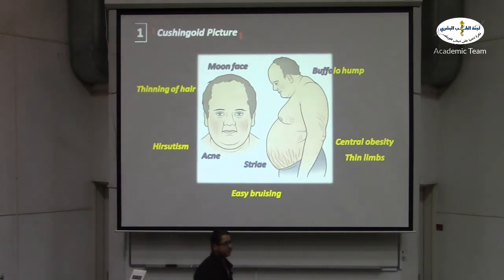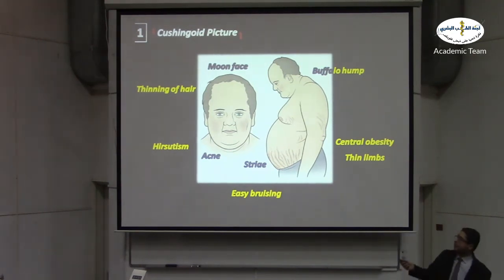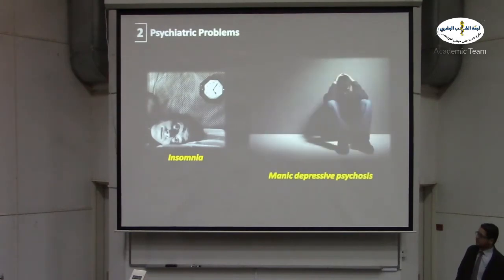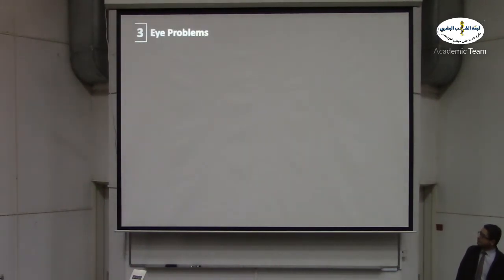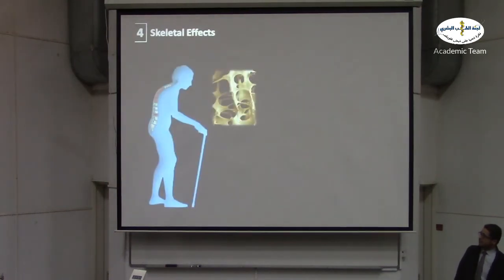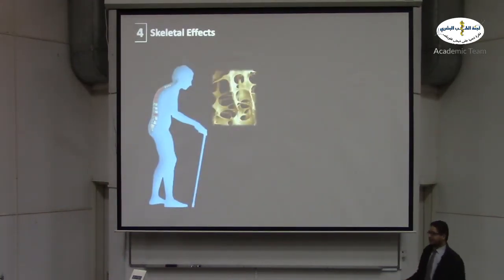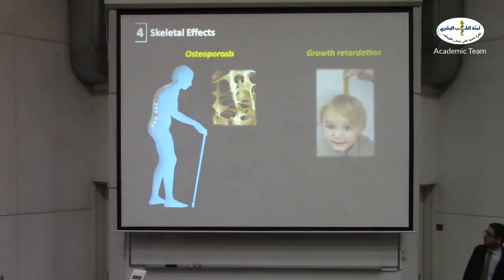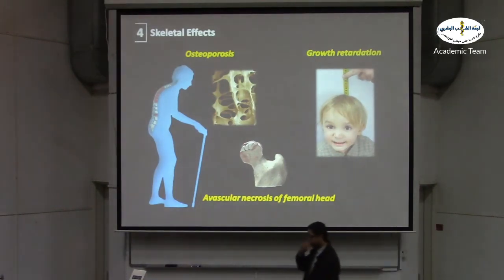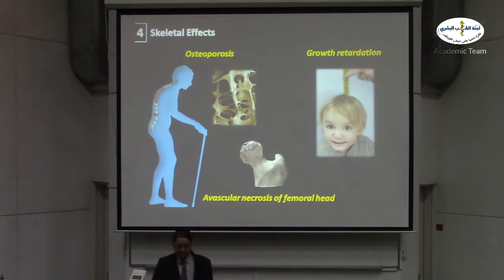If you see an asthmatic patient, the poor asthma patients who are forced to use glucocorticoids for long periods of time, you will notice that once they start using the drug, they will have such features. Other things start from the head: psychiatric problems, insomnia, manic depressive disorders. These things happen. Go to the eyes, they will have cataracts, they will have glaucoma. Go to the skeletal effects, including osteoporosis, which is the most important thing. The other important thing is avascular necrosis of the femur head. Well, I guess we discussed that.